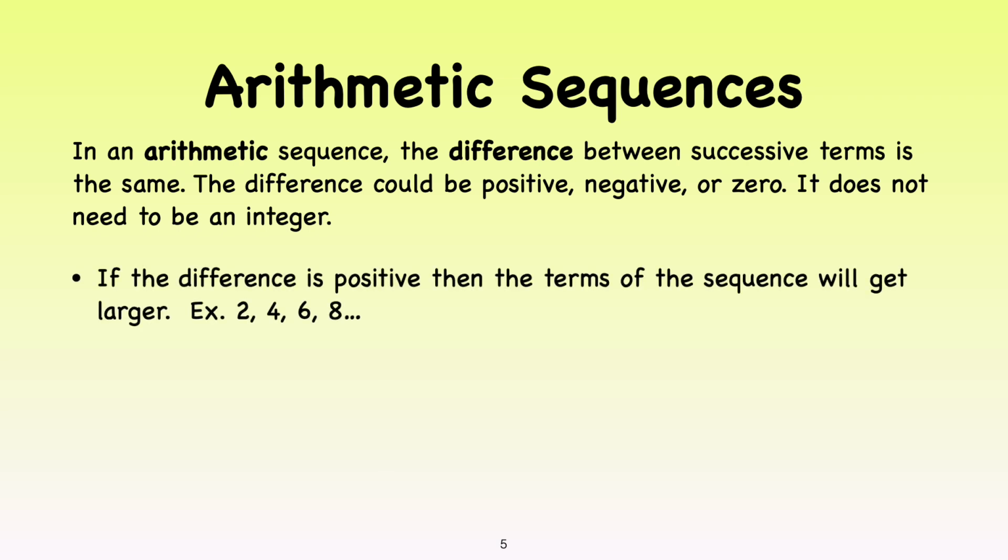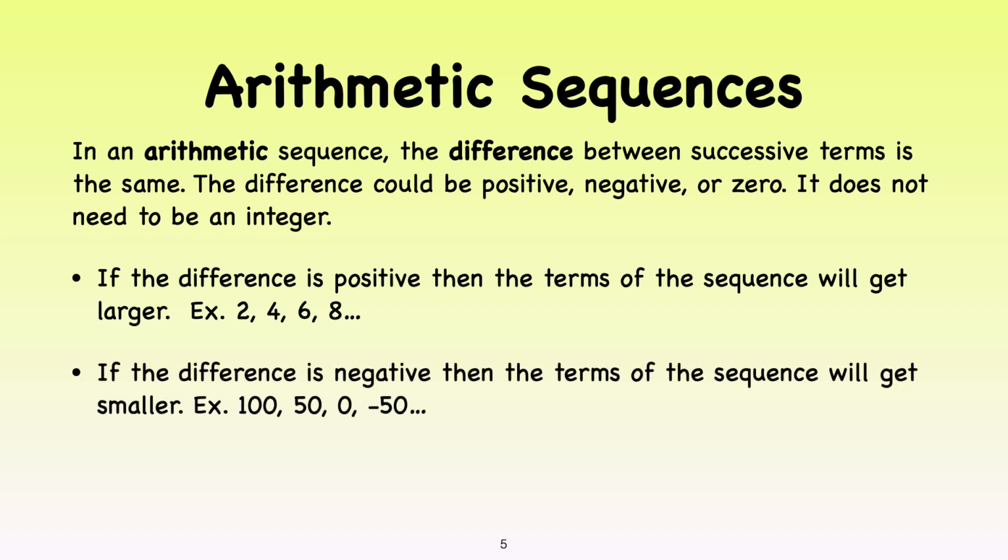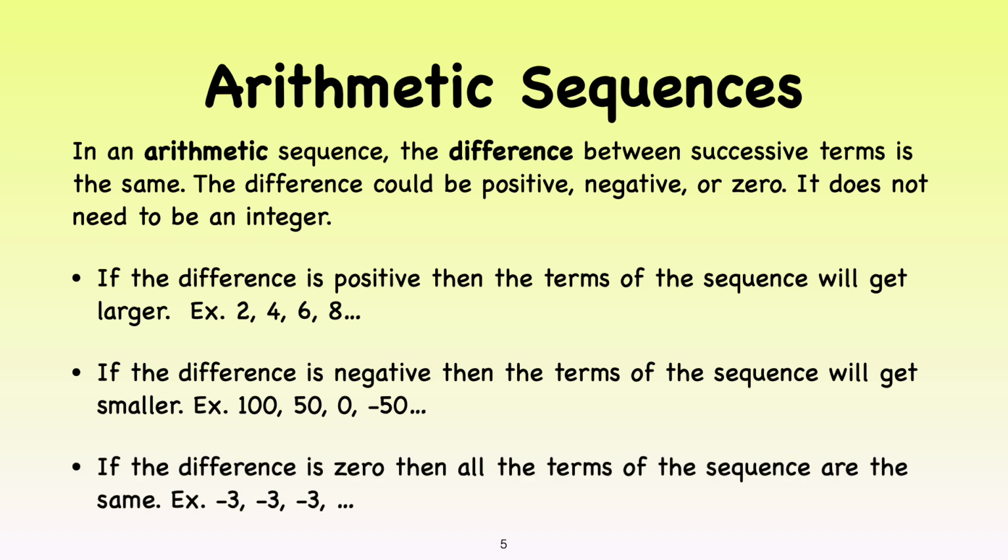If the difference is positive, then the terms of the sequence will get larger, such as 2, 4, 6, and 8. If the difference is negative, then the terms of the sequence will get smaller. For example, if we start with 100 and go to 50 and 0 and negative 50. If the difference is 0, then all the terms of the sequence will be the same. Negative 3, negative 3, negative 3.